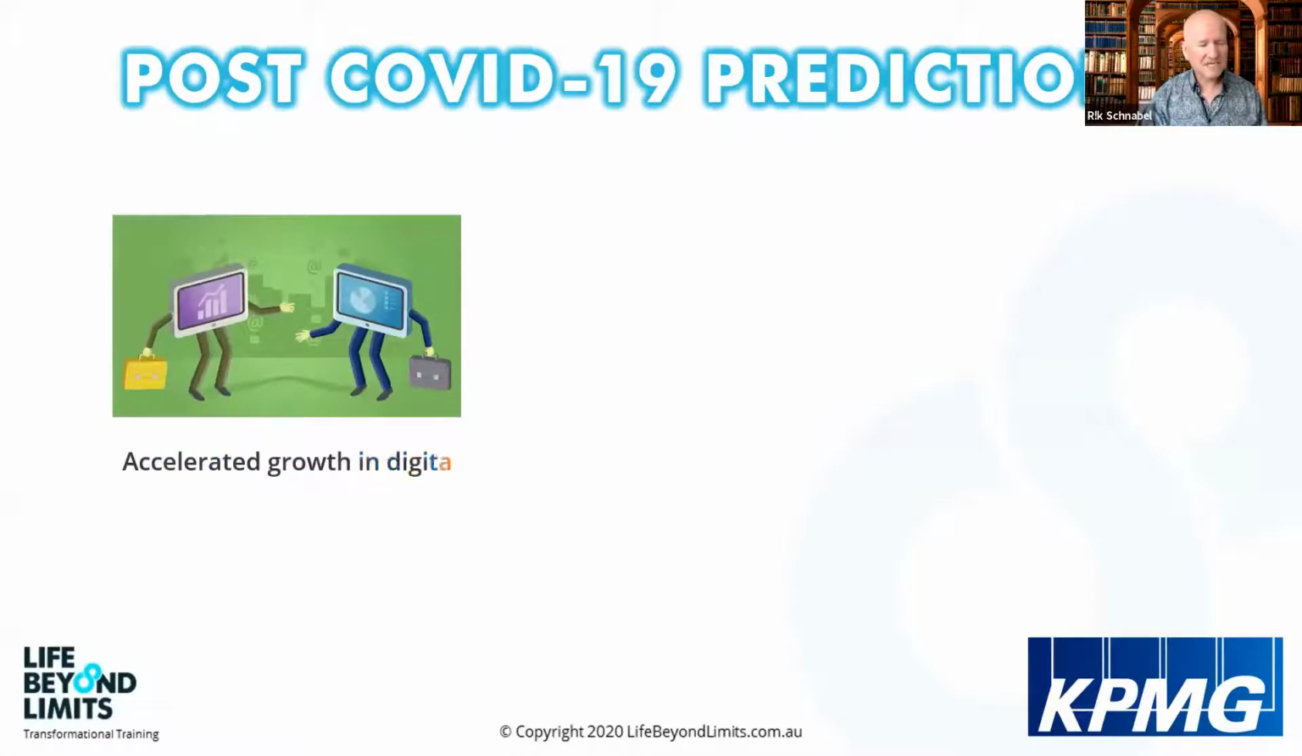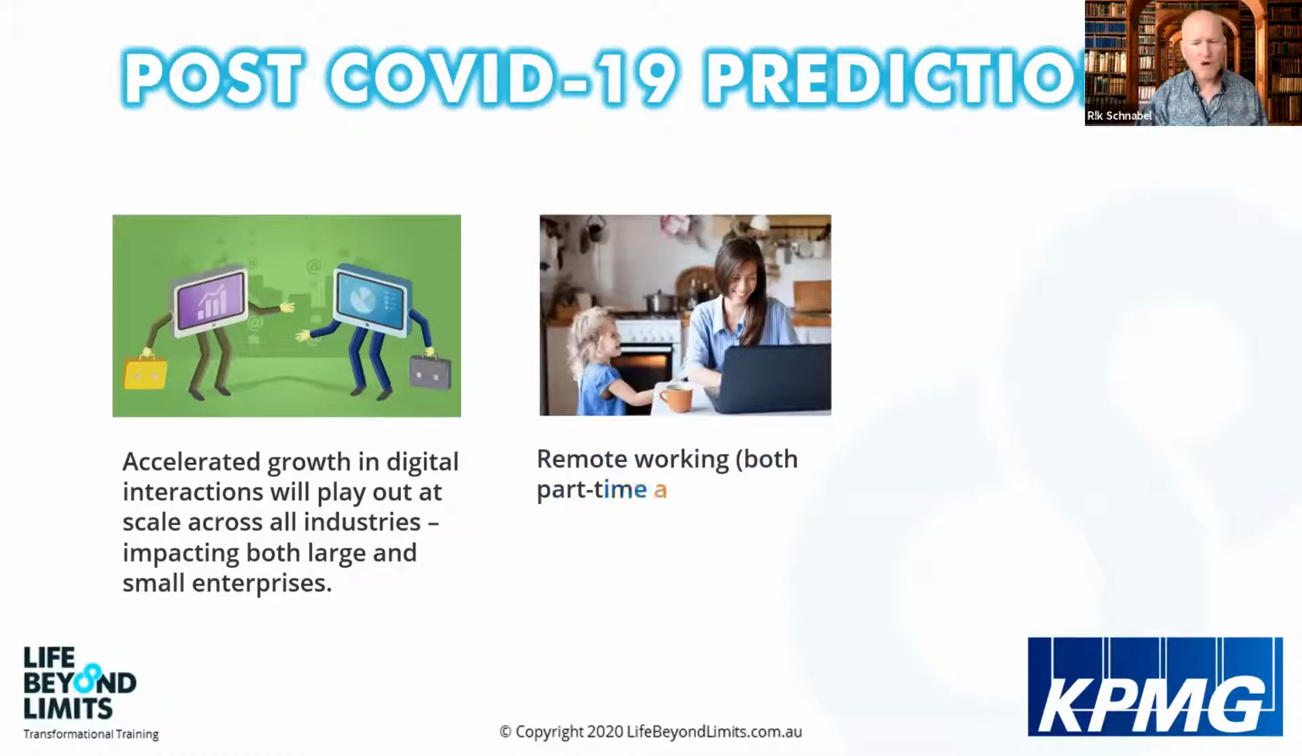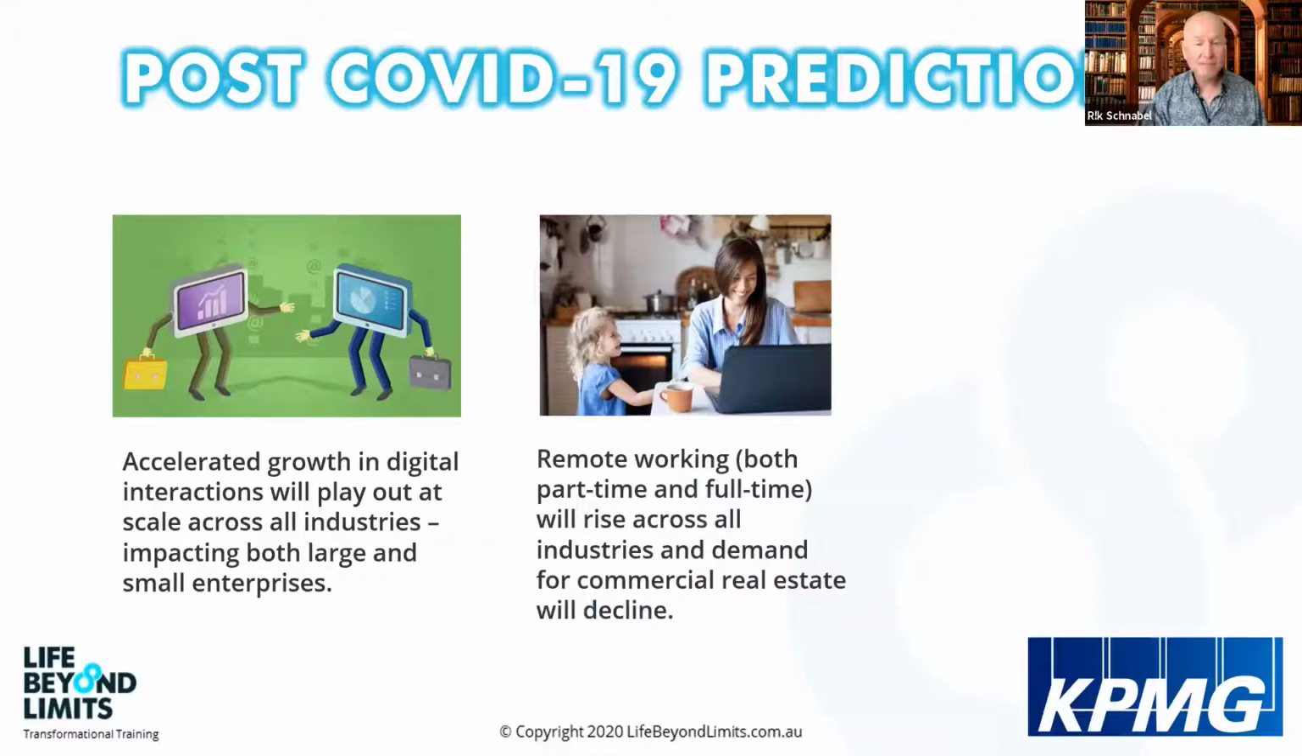So they essentially said that accelerated growth in digital interactions will play out at a scale across all industries, impacting both large and small enterprises. So we're going to be moving, of course, into the digital space more and more. We've already seen that. Remote working, both part-time and full-time, will rise across all industries, and demand for commercial real estate will decline. How many companies right now are looking at their floor and thinking, why are we renting all this space when half of our or all our employees are actually at home right now?